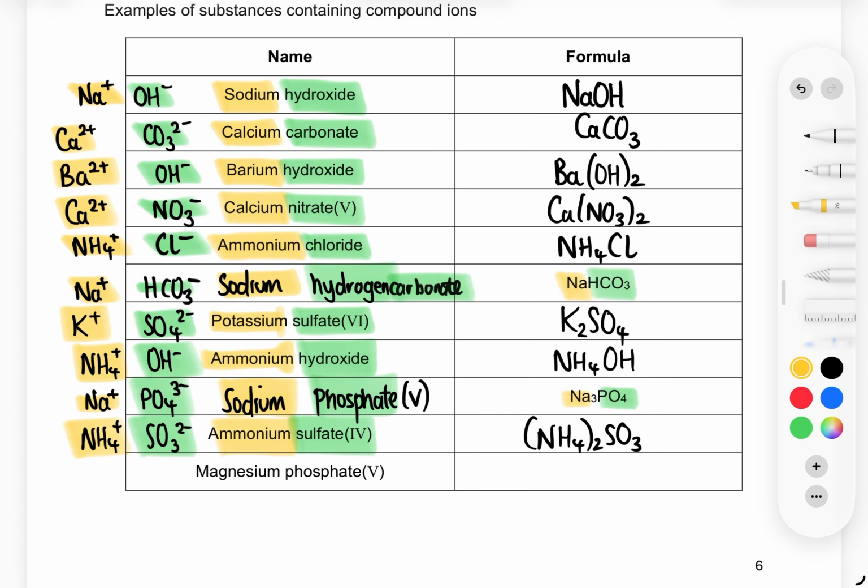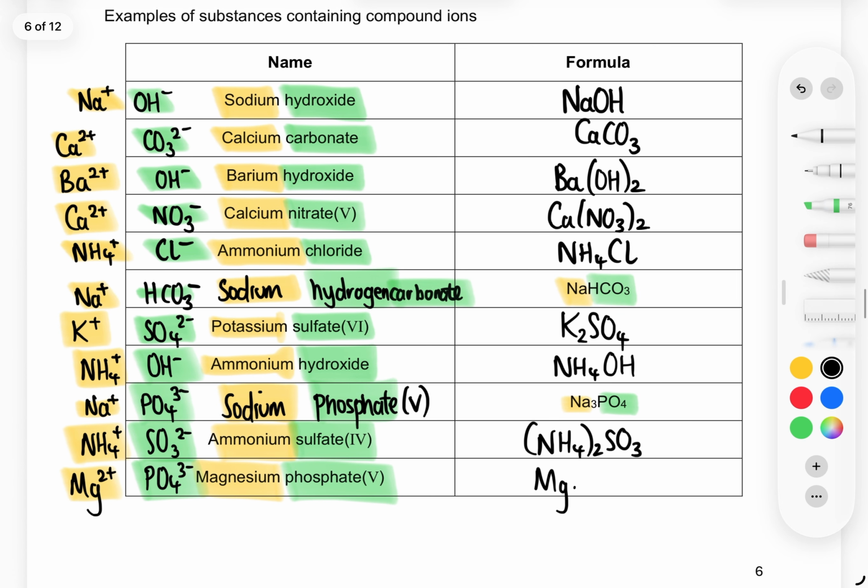And then our last one that we've been asked to do is magnesium and phosphate 5. So magnesium is in group 2, using the periodic table. Phosphate 5 is PO4 3-. So we're going Mg 3 times, bracket, PO4 2 times.